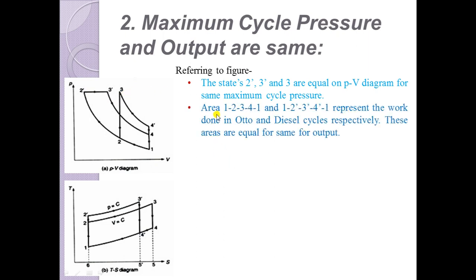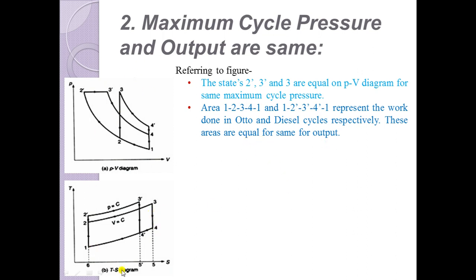Then the area 1, 2, 3, 4 and 1, and the area 1, 2 dash, 3 dash, 4 dash and 1 represent the work done in the Otto cycle as well as the diesel cycle respectively. These are equal for the same output.